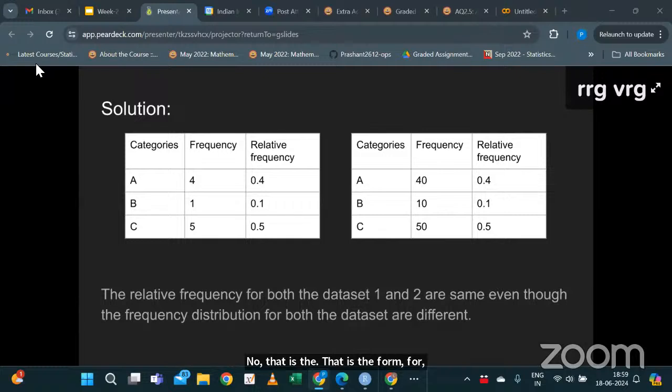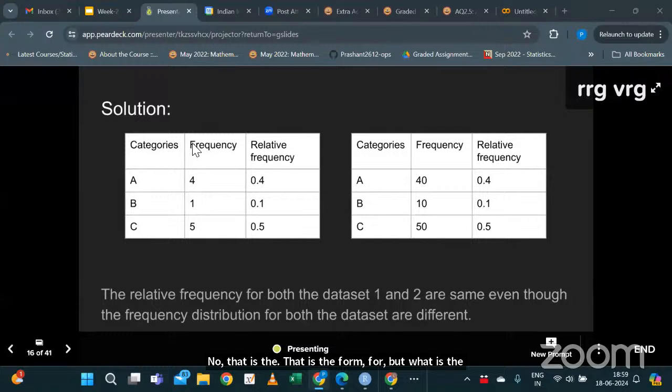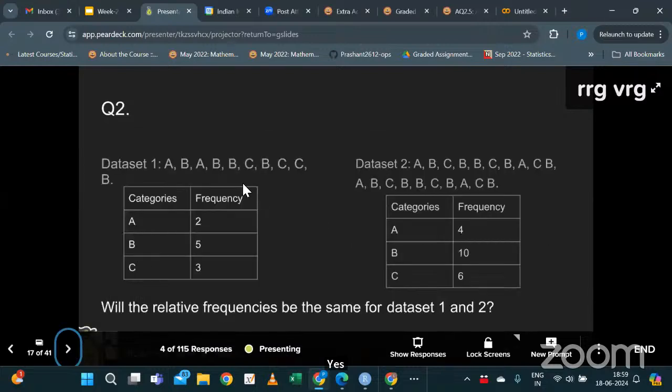Have you attended the open session of week 2? Yes, sir. Actually, relative frequency we use for comparing data sets, right? It gives you the idea of different categories having what ratio in the total amount. Correct. So you can say for data set 1, category A ratio is 40%. You can simply say in both data sets for category A, the proportion is 40%. For category C, it's 50%. Now, you have to use the same concept here, and identify whether the relative frequency will be the same for this data set or not.